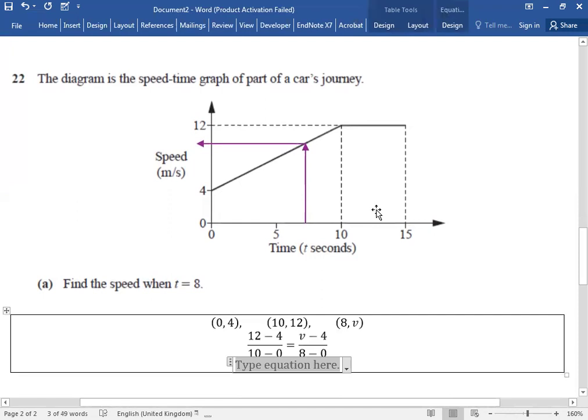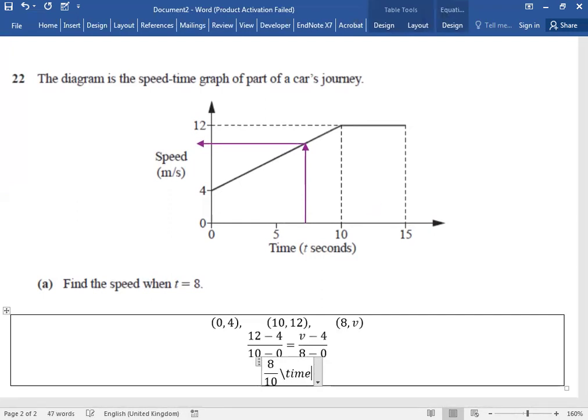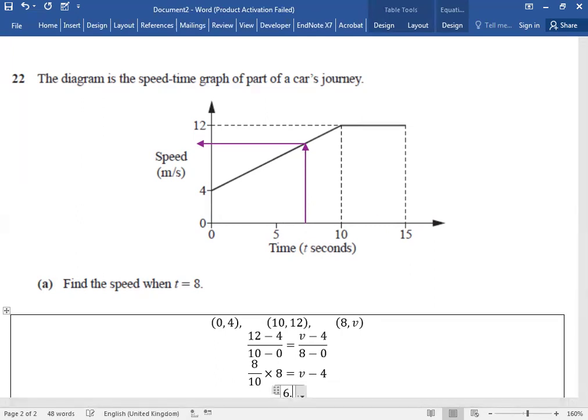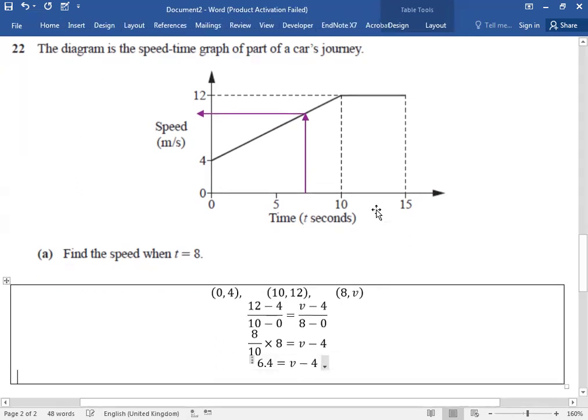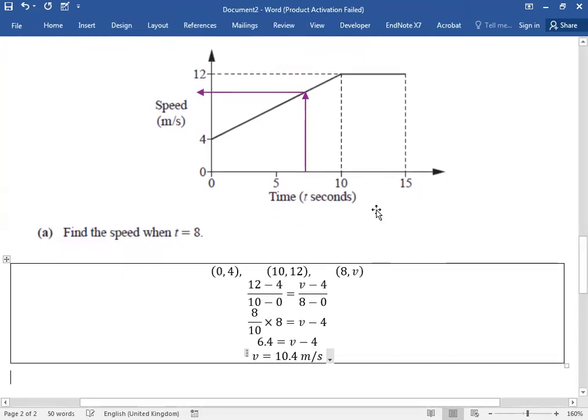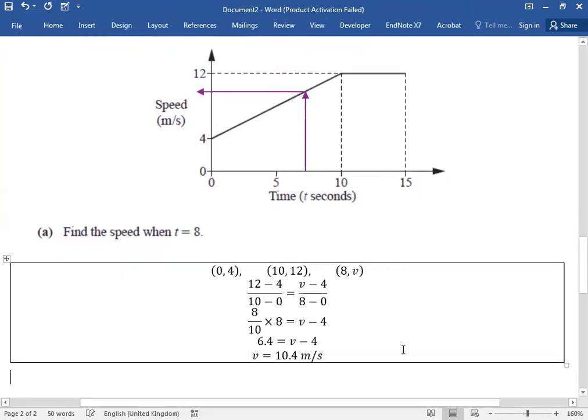12 minus 4 is 8 upon 10 times 8 is V minus 4. So what do I get? Divide by 10 like this, 6.4 is V minus 4. So the value of V is 10.4 meters per second. If you're getting a different value, please let me know. Or if you're unable to understand it, then please let me know.